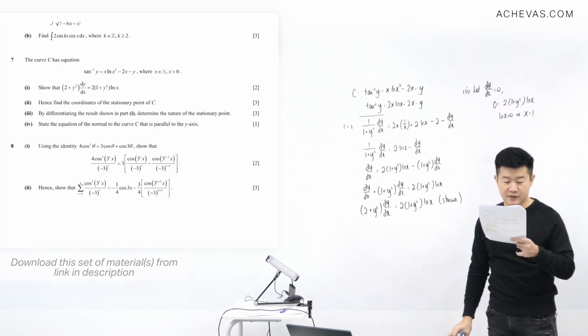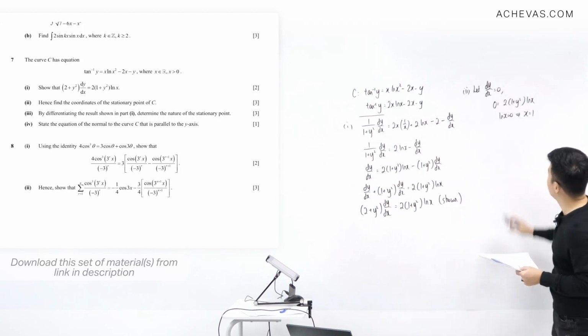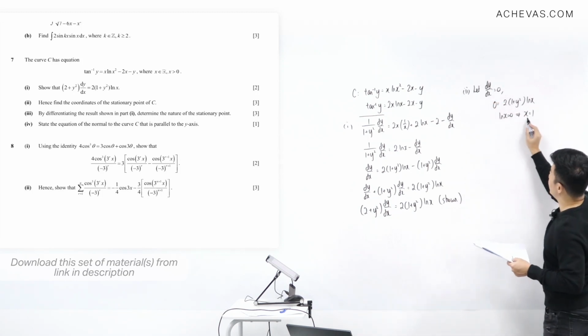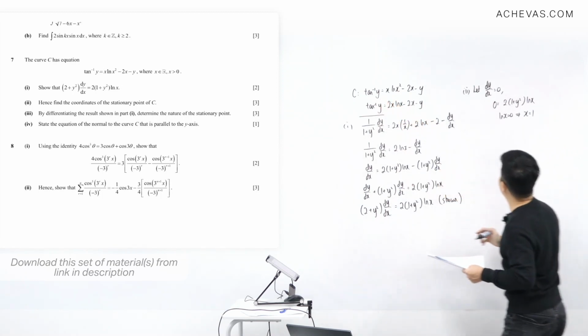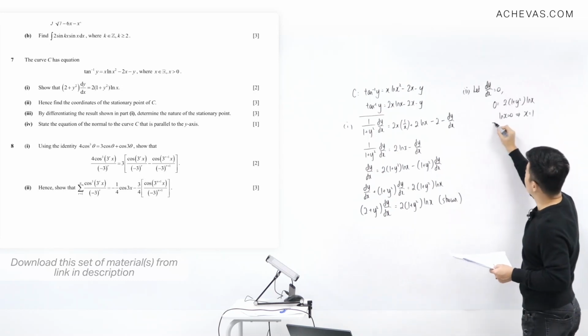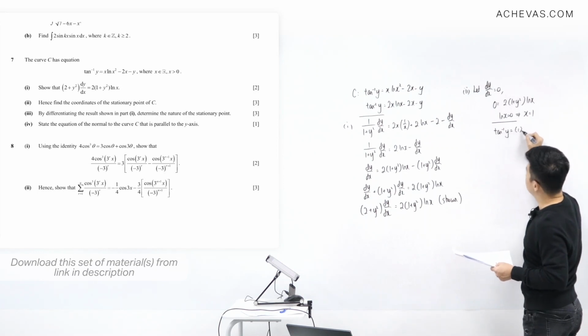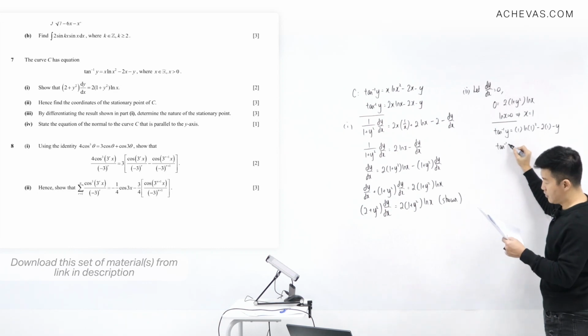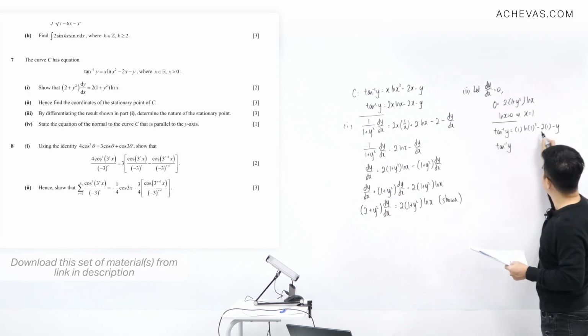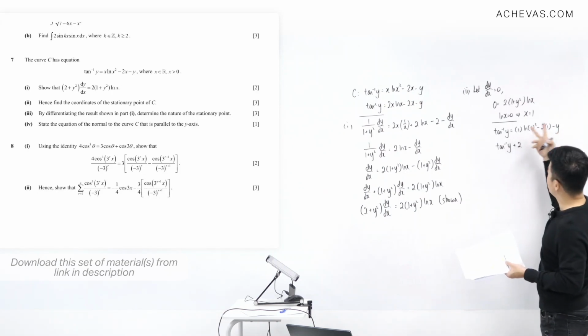We are supposed to find the coordinates of the stationary point. This is not enough, we still need to find y. So when dy/dx is equal to 0, x is equal to 1. To find the corresponding y, we make use of the original equation. When x is equal to 1, based on the original equation, we have tan⁻¹ y equal to 1 times (ln 1)² minus 2 times (1 − y). So we have tan⁻¹ y, then bring this over to the left-hand side, plus 2. The ln 1 term is 0, so bringing this over to the left-hand side, we have tan⁻¹ y + 2 + y equal to 0.